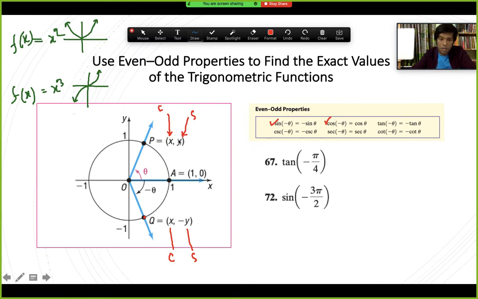And for sine, you see the sign of this point, actually this y value, changes. That's why sine of minus theta, if you come back, then basically you will get minus sine theta. Whatever the answer you get, you will get a negative sign before it.